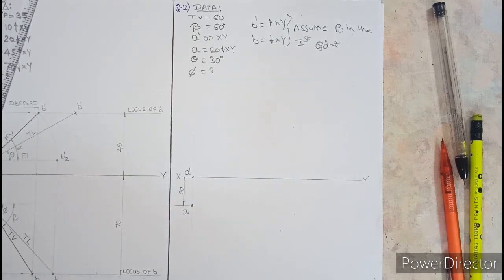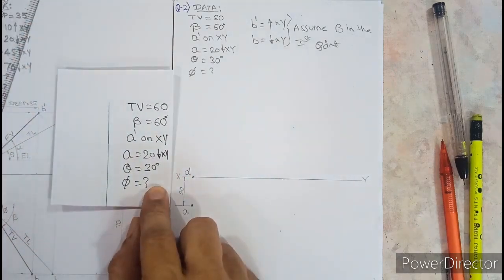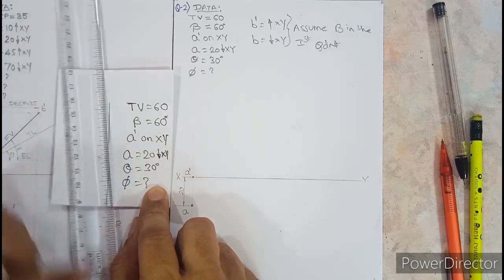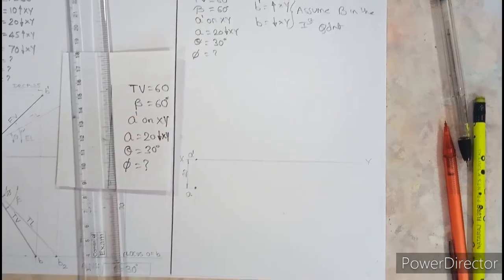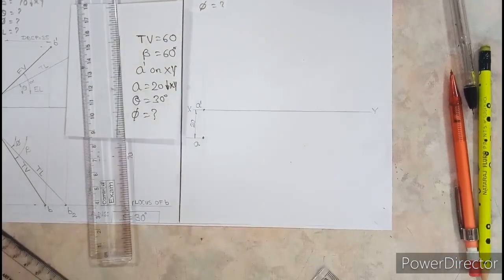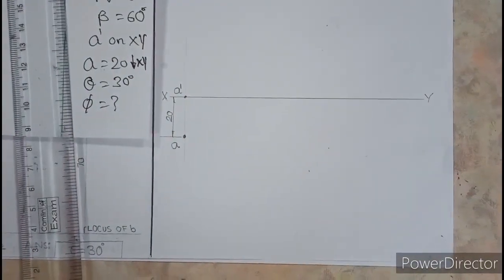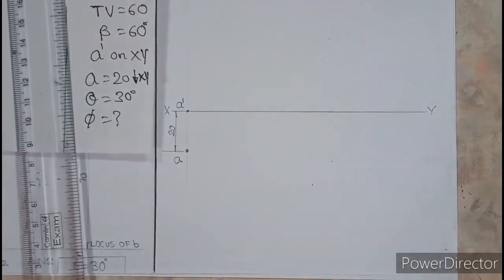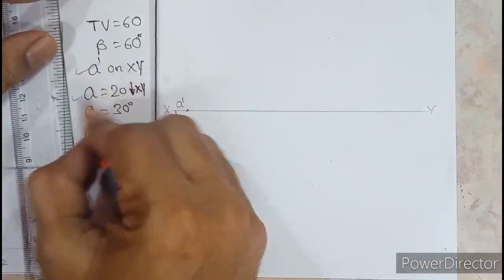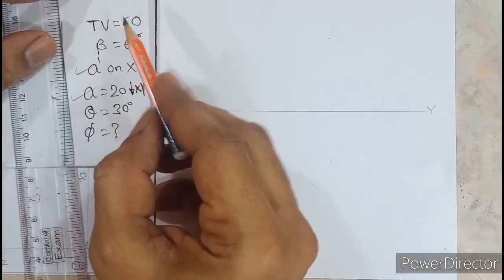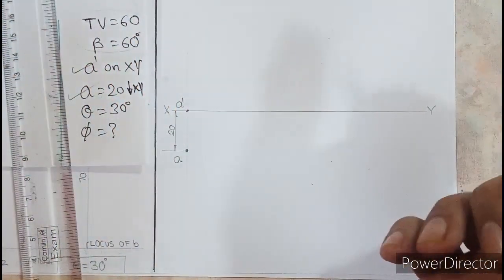Okay. So this part is clear. So here we are assuming that B is in the first quadrant. So B dash will be above xy and B will be below xy. Now proceed on to the next part. Well, next part. So we have marked A dash, we have marked A. Now top view and beta go together. Top view and beta go together.